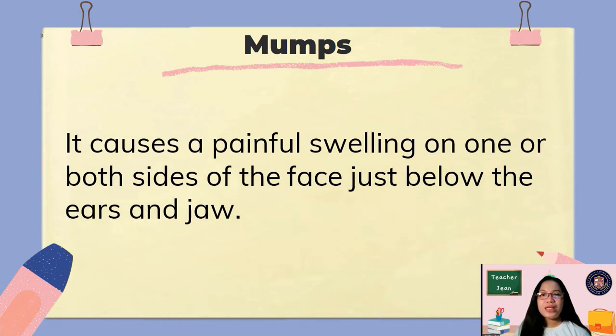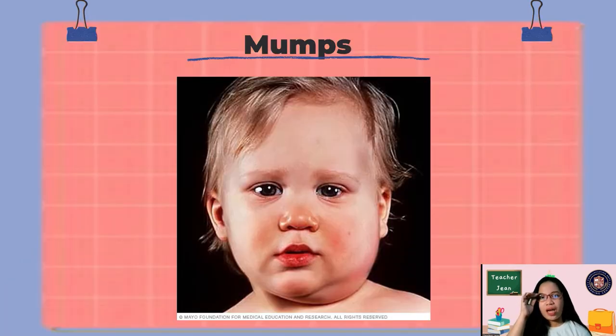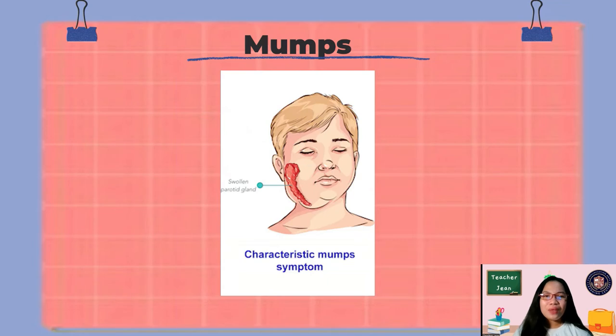So as you can see, it is quite easy to identify a person with mumps because of the swelling on both sides of the face below the ears and jaw. Sometimes it's only here or here. This swelling or swellings are painful. It may also include symptoms like fever, headache, muscle ache, tiredness, and loss of appetite. And that's how it looks like in the inside.